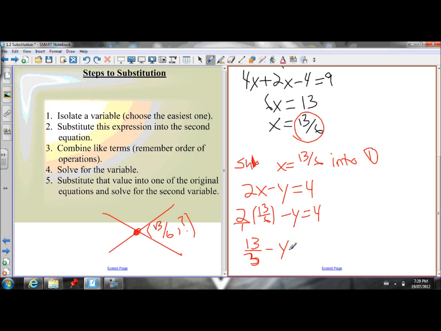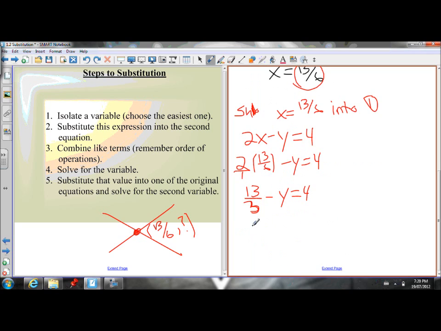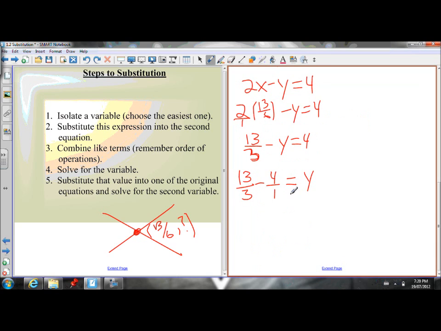13 over 3 minus y equals 4. I know I'm going to want to solve for positive y eventually, so I'm going to move this y to the other side to make it positive. I'm going to move this 4 to this side so I can collect it with this constant over here. So minus 4, any whole number is over 1. The y is positive on the right side. Now I need to get a common denominator in order to subtract fractions. So if I multiply the denominator and numerator of this fraction by 3, that'll give me a common denominator of 3, and I'll be able to subtract them.